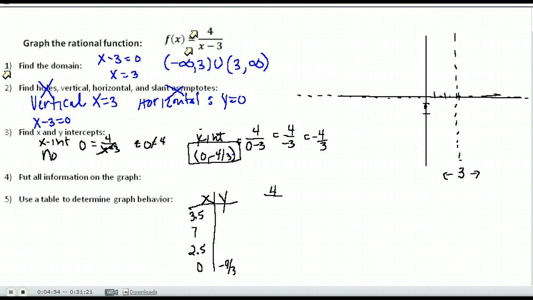Okay, so let's see, 3.5. What I do is I plug it into my function for x, and I get 4 over 0.5, which gives me 8. So the point (3.5, 8) is on our graph. If I put 7 into that function, I get 4 over 7 minus 3.